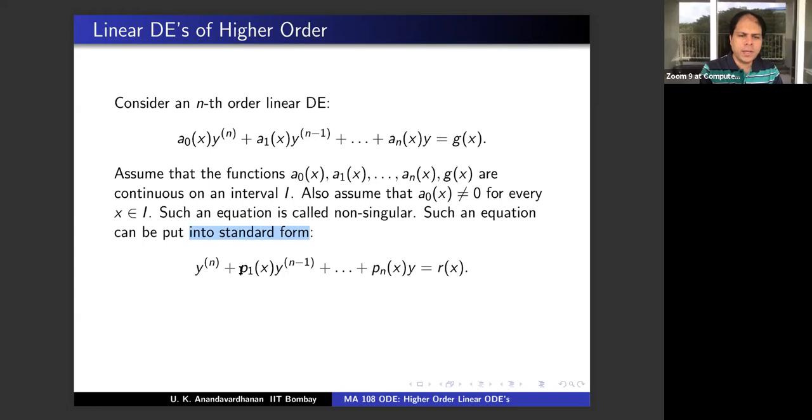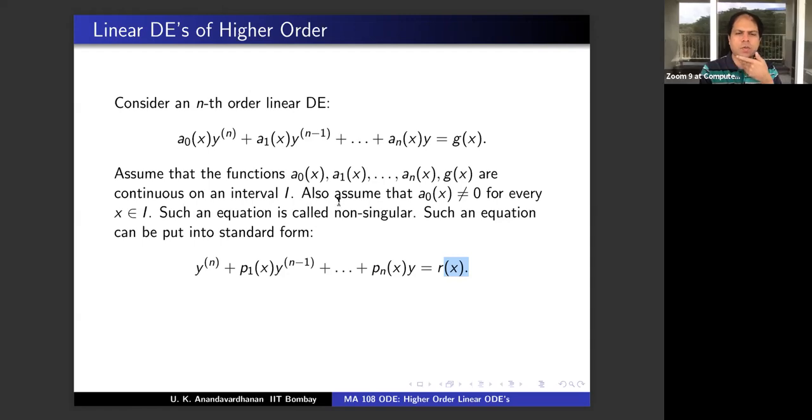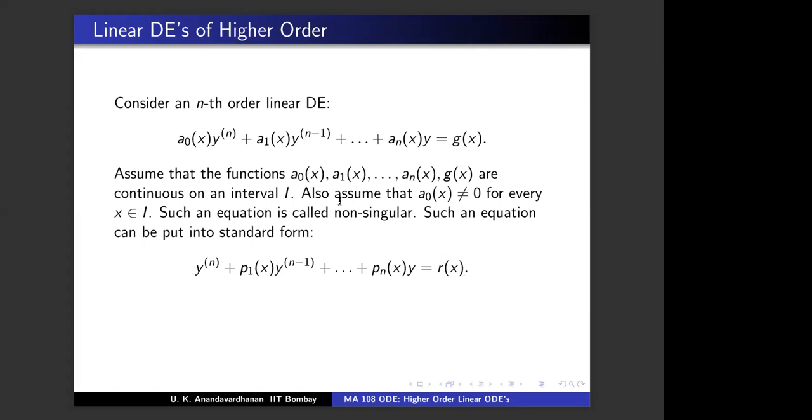Do you agree that all these coefficients are also continuous? Yes, because all these are continuous, and continuous divided by continuous is continuous, provided the denominator is never zero. That's your assumption. So all these coefficients are continuous.